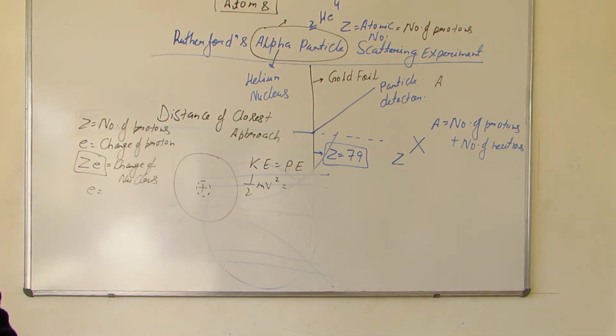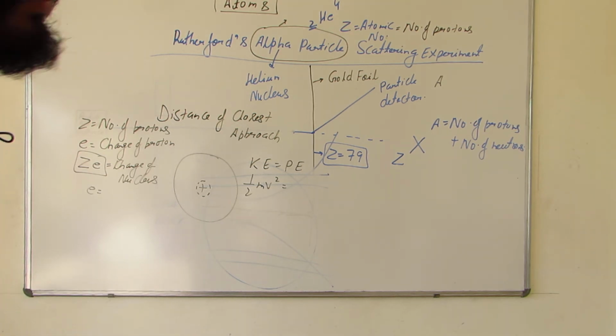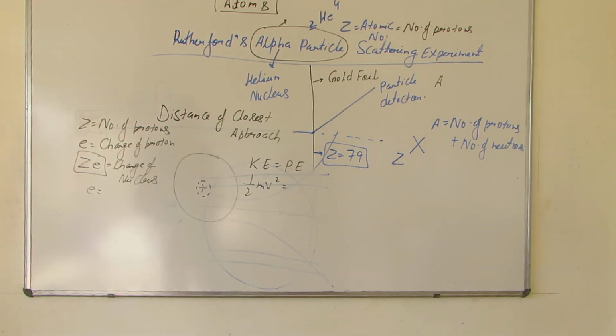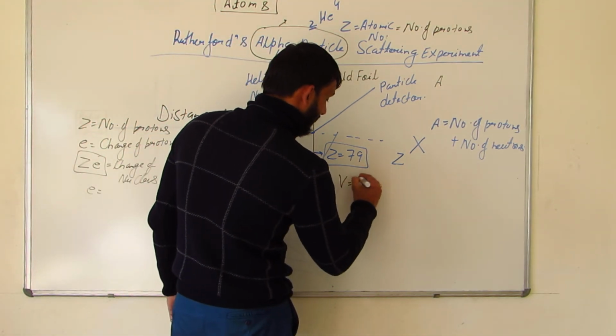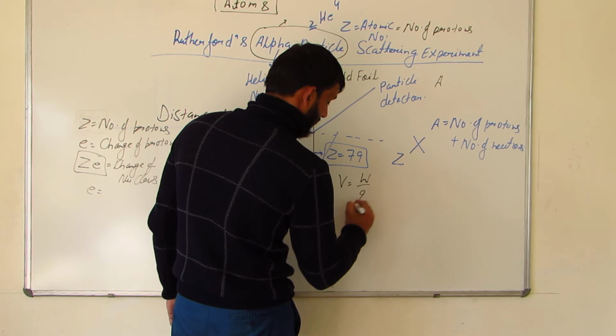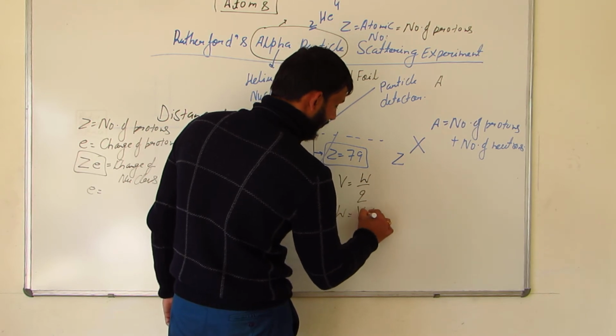But what will happen to this potential energy? Now guys, I am explaining one very important thing here, which I will be using again and again, so I want you to pay attention to this part. As we all know, potential is equal to work done per unit charge. So work done is equal to potential into charge.